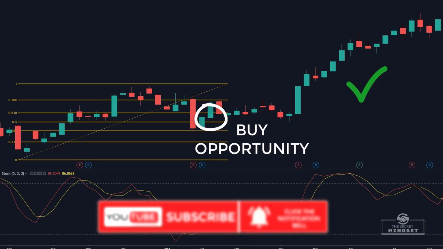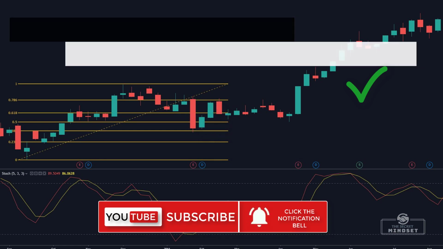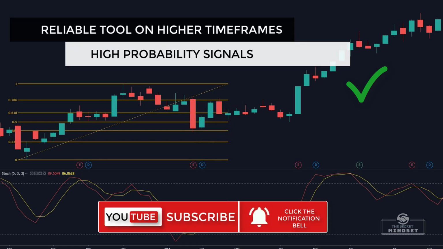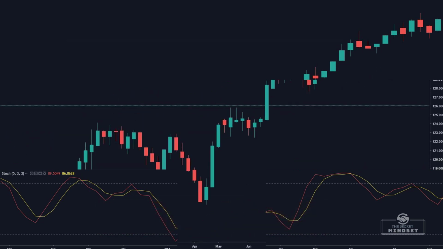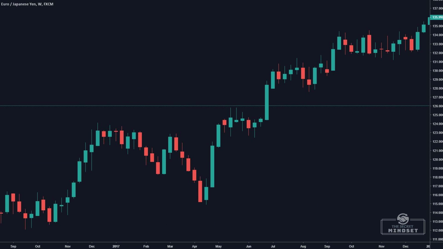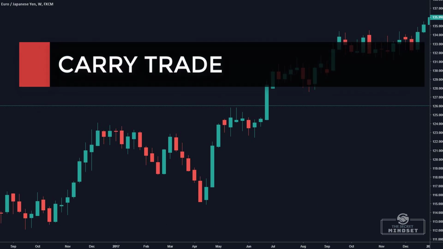As you can observe from these examples, the hidden divergences represent a reliable tool for position traders on higher time frames, generating high probability signals. Another viable strategy for a position trader is the carry trade.